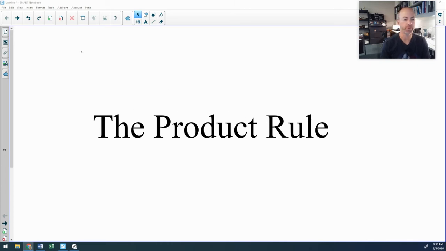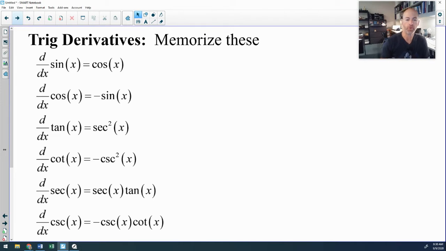Let's look at the product rule for derivatives. And before we dive into the derivatives to the product rule, let's talk about trig derivatives really quickly. I'm not going to give a full lesson on these. Really, it's best just to memorize these. There are ways to derive them yourself.